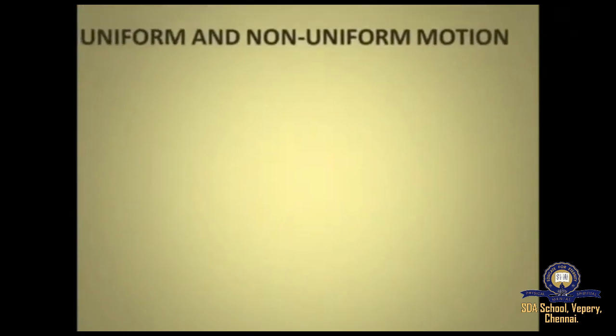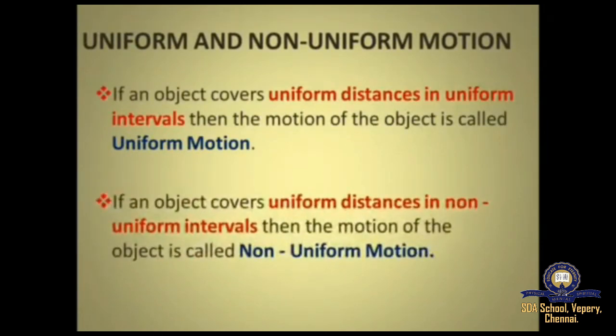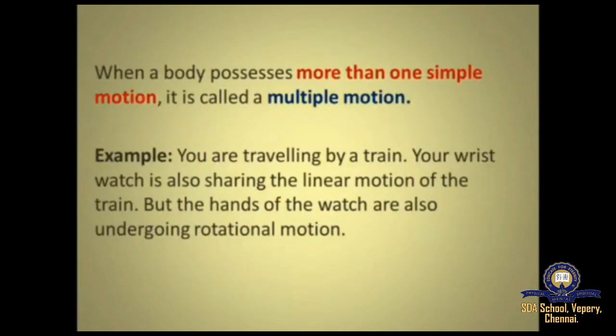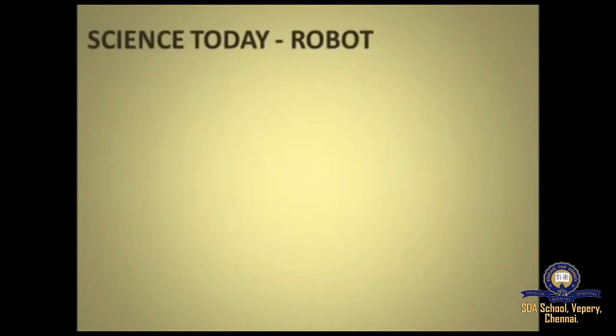And next we moved on to the uniform and non-uniform motion. So what is a uniform motion? When an object covers uniform distances in uniform intervals, then the motion of the object is called uniform motion. And when an object covers uniform distances in non-uniform intervals, then motion is called as non-uniform motion. Next we moved on to the multiple motion. So when a body possesses more than one simple motion, we call it as multiple motion, and we saw an example related to multiple motion.